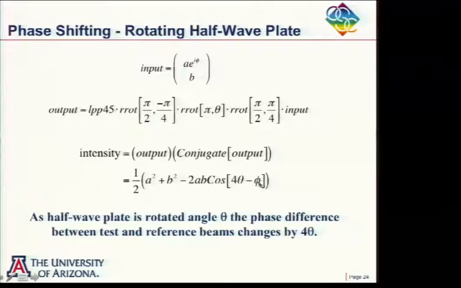with cosine of the phase that we eventually want to measure, and then another phase here of 4 theta, where theta was the angle of that half-wave plate. And so as we see, if we rotate the half-wave plate by angle theta, the phase difference between the test and reference beams changes by 4 theta. Okay. Any questions on that?